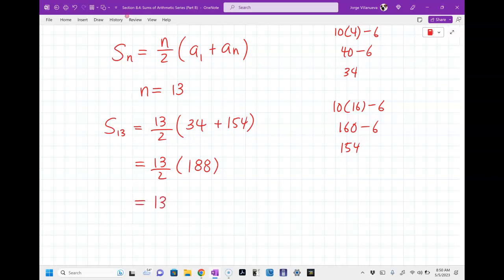So 13 times 94. I don't know what 13 times 94 is right off the top of my head, but I can figure it out. 94 times 13: 3 times 4 is 12, 3 times 9 is 27, that's 28. Then add these together. So 1,222. Let me double check that. Yeah, so 1,222.